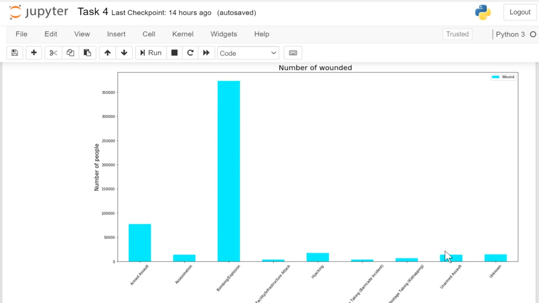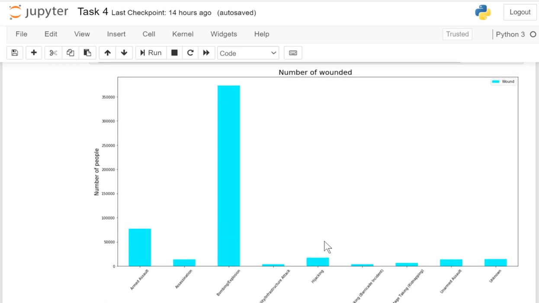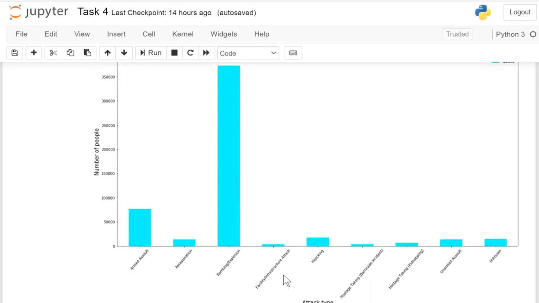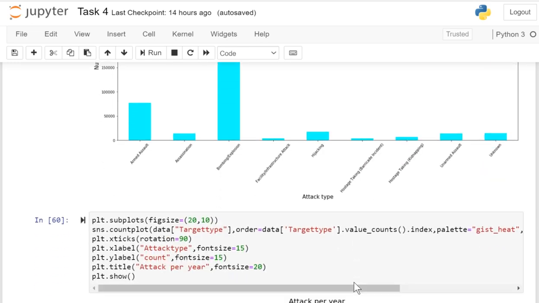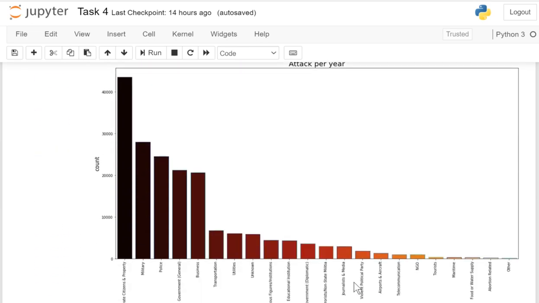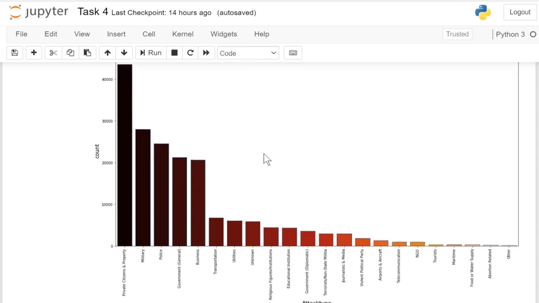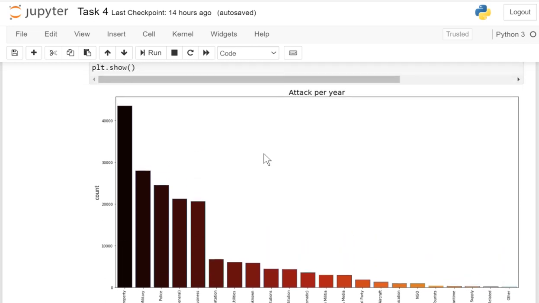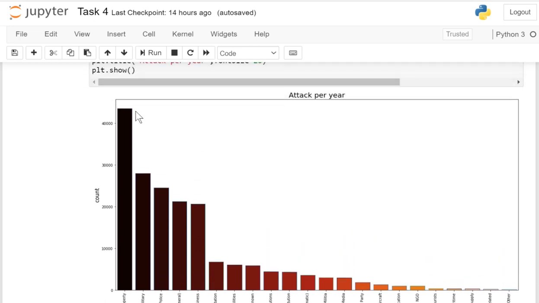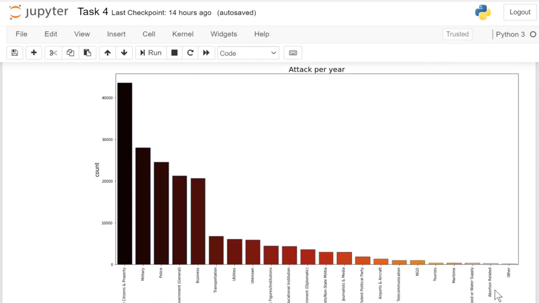And in the graph of number wounded, you can see that bombing and explosion has caused the most wounded people, followed by armed assault, and the least is infrastructure attack or hostage taking. In this next graph we can see the attacks by target. We can see that private citizens and property have the most number of attacks, and the least number of attacks is abortion related.